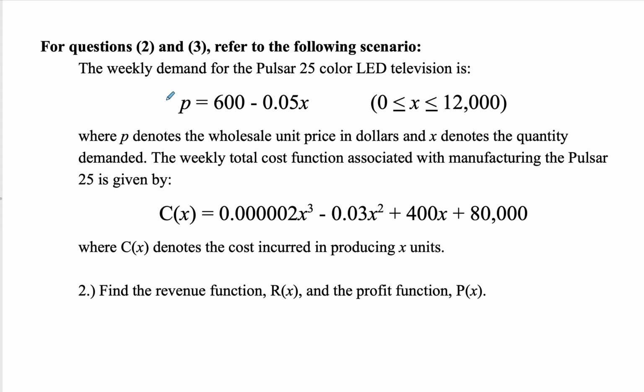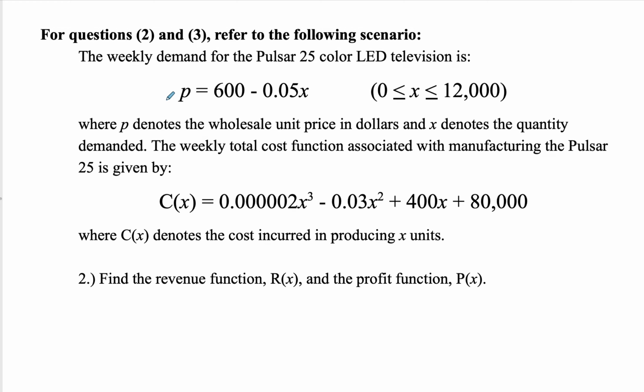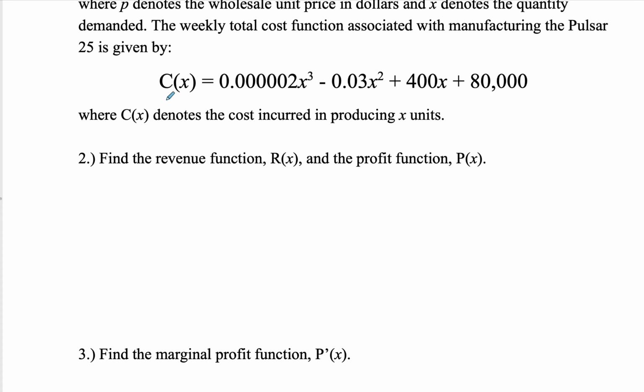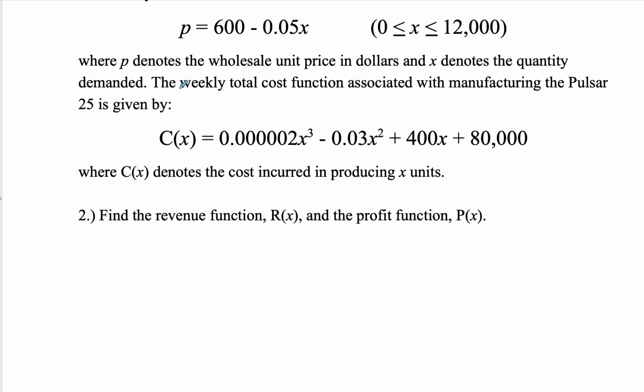Okay, so the second and third problem went together, and this had to do with the demand for a Pulsar 25 color LED given by this function, where p denotes the wholesale unit price and x denotes the quantity demanded. The cost function is given below, and we're going to be asked to give two pieces of information, the revenue and the profit, and then we're going to be asked for the marginal profit, which is the derivative of the profit. The tricky thing here that I noticed is some people got their profit and revenue mixed around, so be careful there.